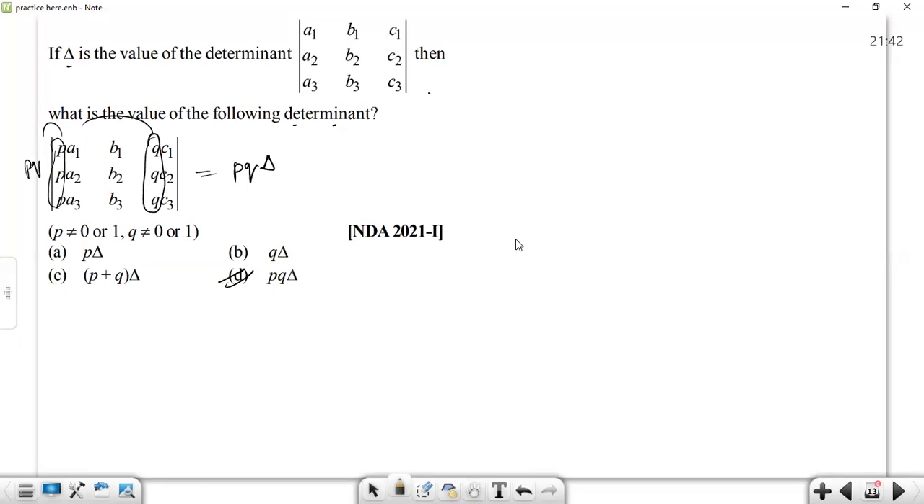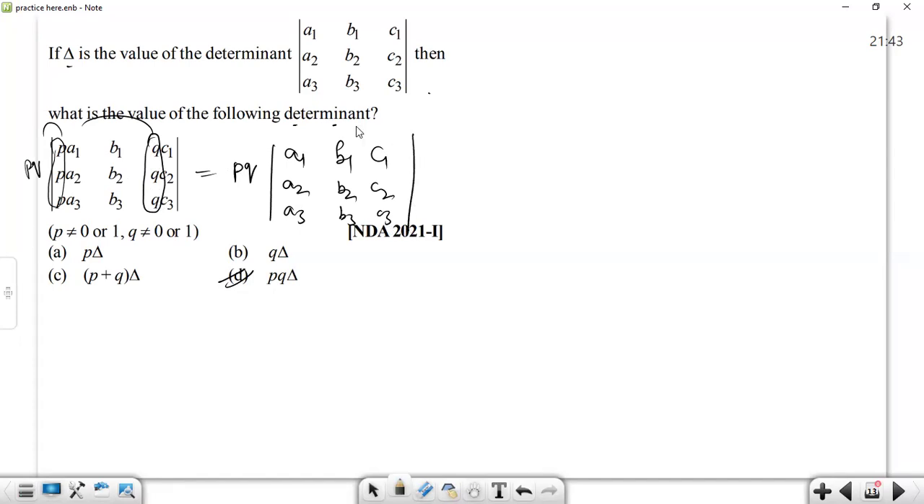Please try to observe that we have taken common from the first column and the third column. After taking common, let me rewrite it. Now taking common P from the first column, it has become this. Second column similarly. Now taking common Q from the third column, it has become this.